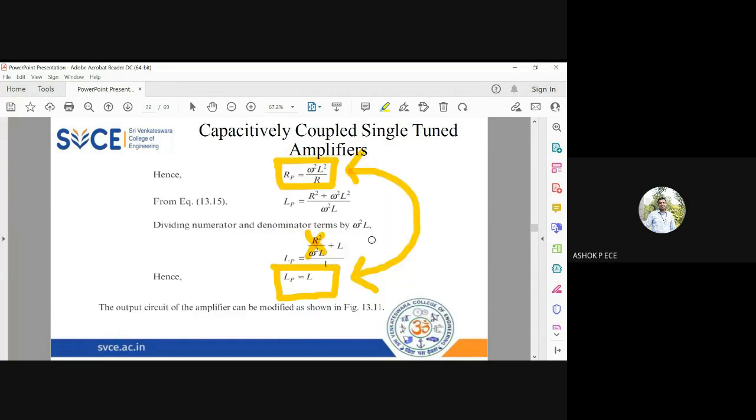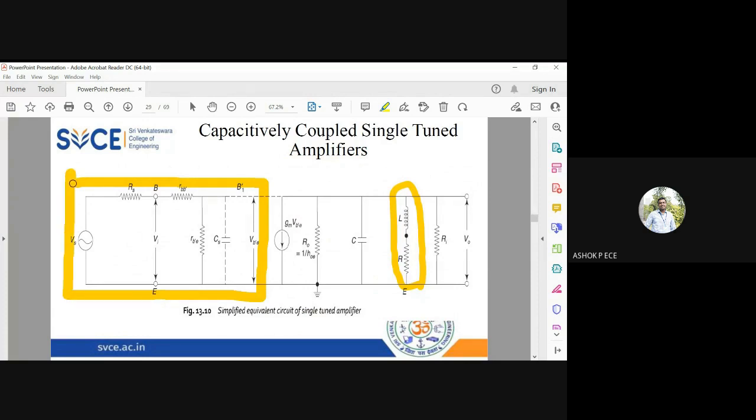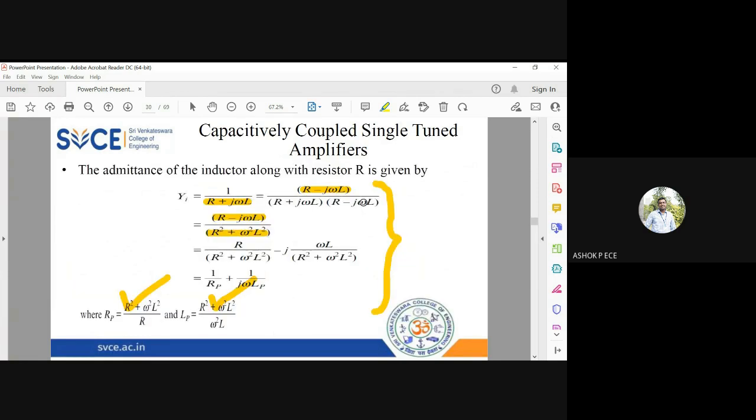Now hereafter we will draw only the output side, because the input side is almost fixed and in standard form only. On the output side I'm going to measure V out, right? So I'll be focusing more on the output side.